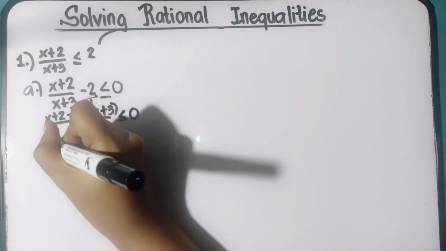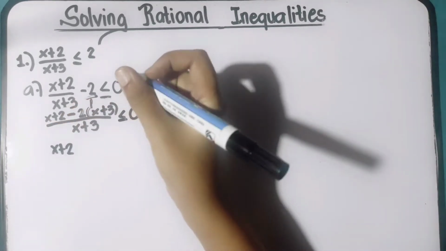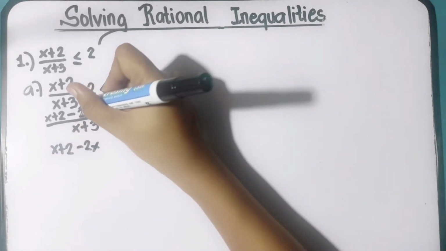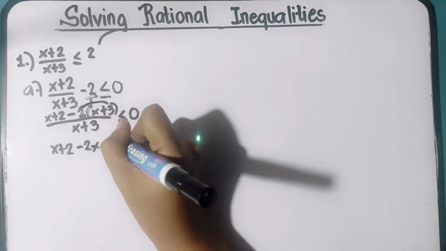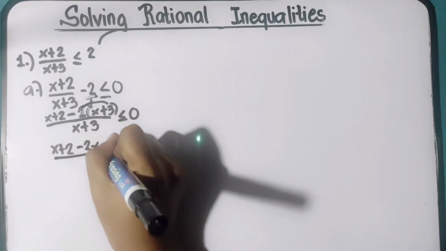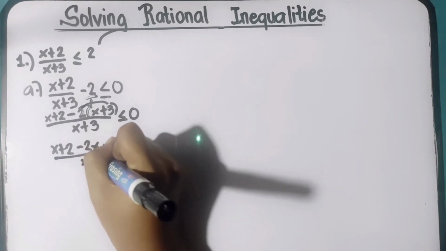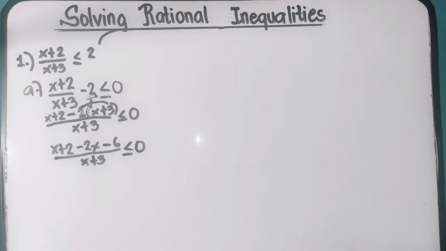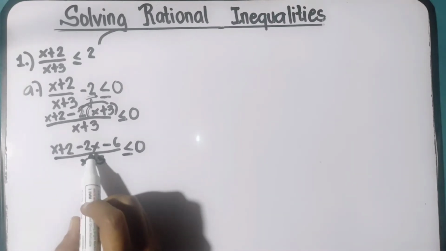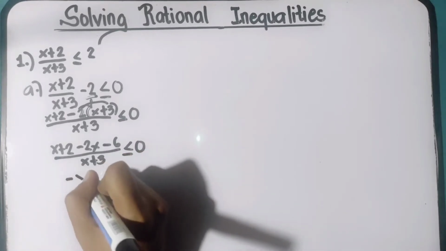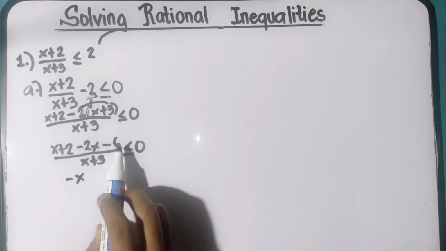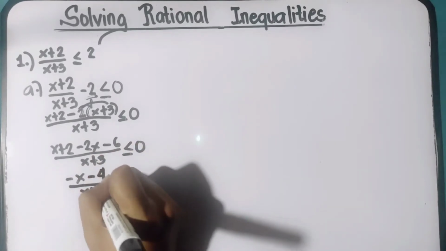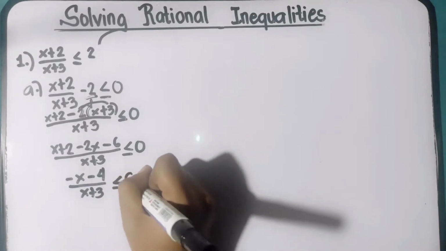Less than or equal to 0. x + 2, negative 2 times x is negative 2x. Negative 2 times 3 is negative 6. Copy the denominator, x + 3 ≤ 0. Combine like terms, x minus 2x is negative x. 2 minus 6 is negative 4, over x + 3, ≤ 0.